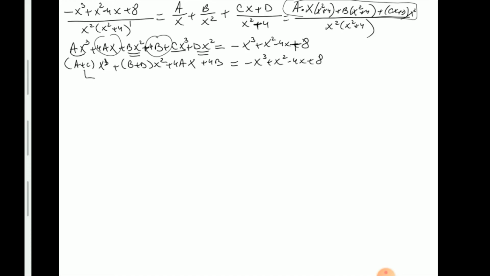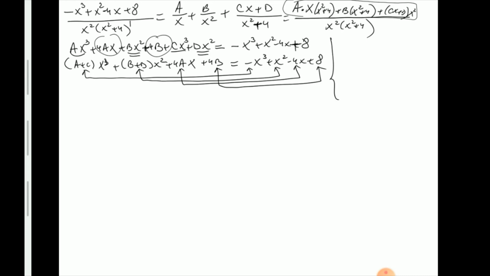All right, matching the coefficients. A plus c should be minus 1, b plus d should be 1, 4a should be minus 4, so you can find a right away. 4b should be 8. That'll give you b right away. So you can be lucky in that way, in the sense that this system that results from this can be solved easily because some of the equations already give you the constants.